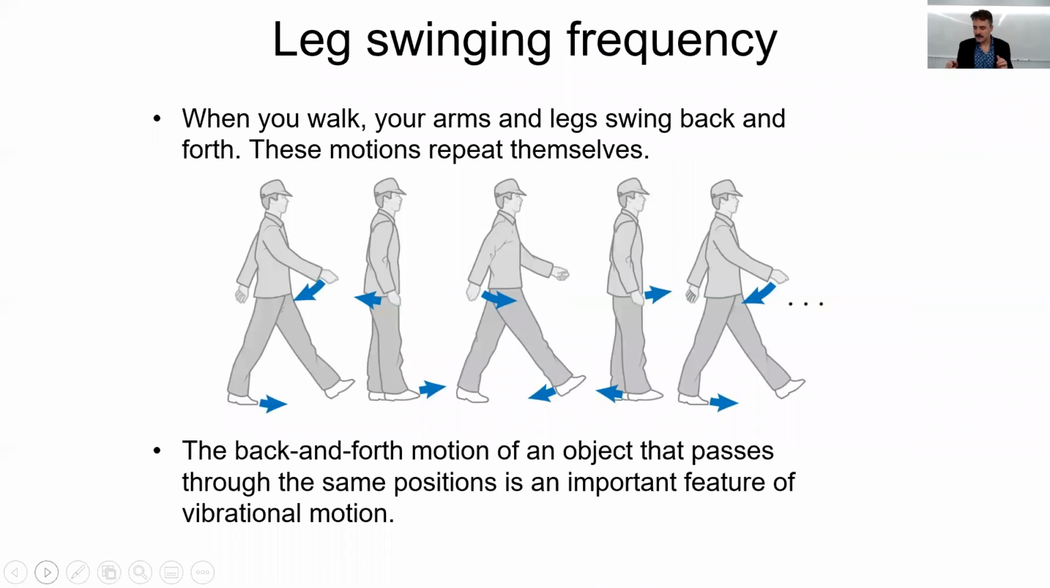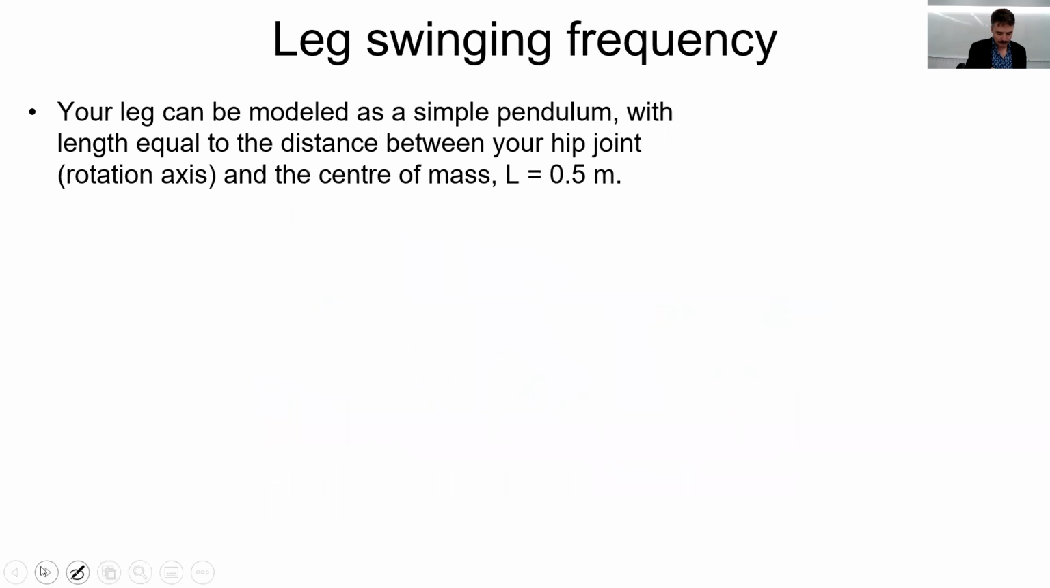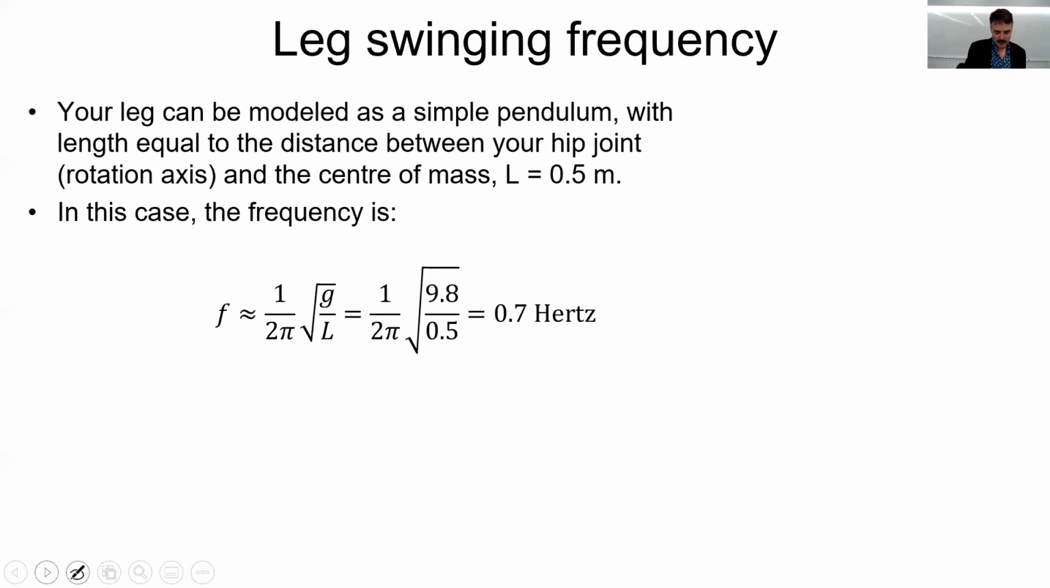So one of the things that actually Akina mentions is that when you're walking, your legs actually naturally act like a pendulum. The motion sort of repeats itself. You obviously have muscles in your legs, so it's not exactly like a pendulum, but a comfortable walking speed is related to pendulum motion. Okay, so your leg can be modeled as a simple pendulum with the length equal to the distance between your hip joint and the center of mass, which is about ½ a meter. And so the frequency is around 0.7 hertz.